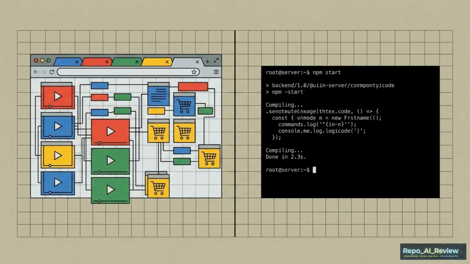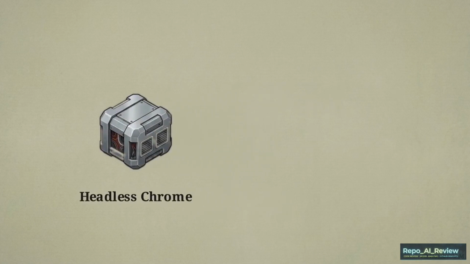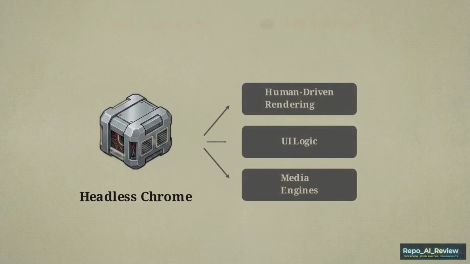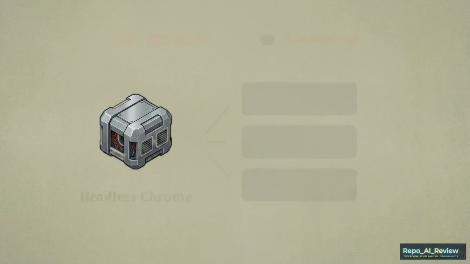Standard headless engines are essentially full desktop environments stripped of their user interface. They still carry the heavy rendering logic designed for complex, human-driven web browsing, which makes them heavily bloated for background server tasks. This illustrates the cost of traditional headless Chrome.